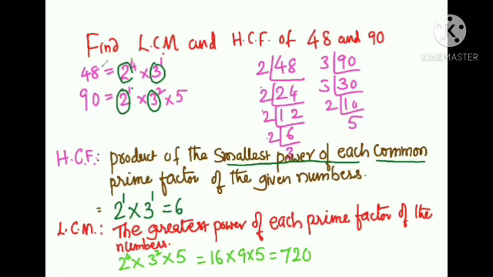That means the smallest number which is divisible by both 48 and 90 is 720. So many numbers are there which are divisible by 48 and 90. Among all those numbers, 720 is the smallest one. Similarly, HCF means 6 is the greatest factor which divides 48 and 90. Here 6 divides these two numbers. So this is the difference between HCF and LCM.